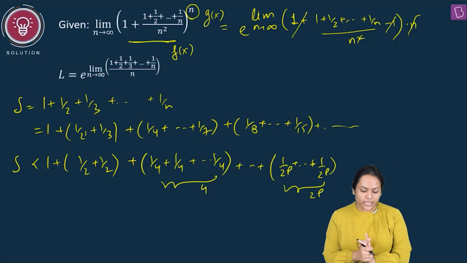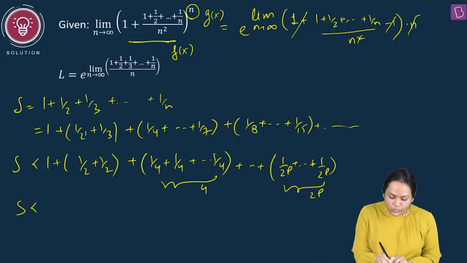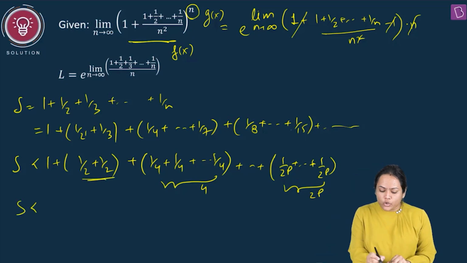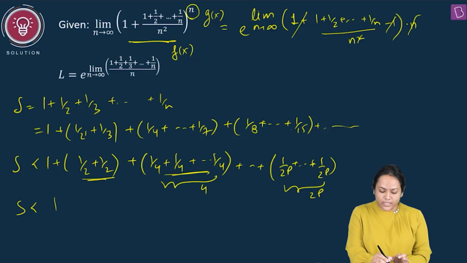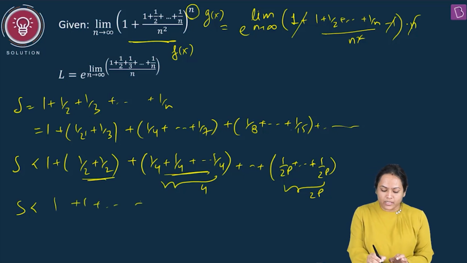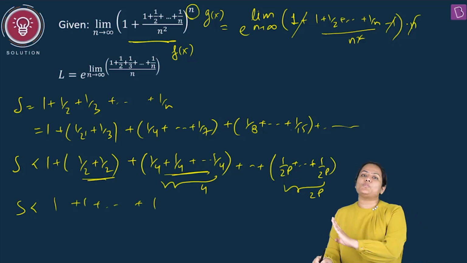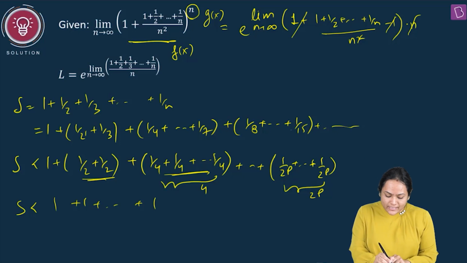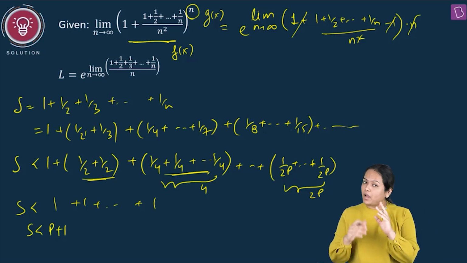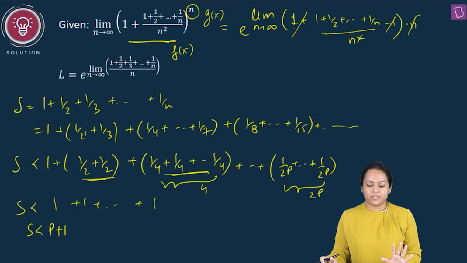Isn't it? Okay, so the entire S will become less than, my every group is becoming 1. My first is 1, my second is 1, my third is 1. So this one I have to add how many times? P plus 1 times, right? So I can say that my S will be definitely slightly less than P plus 1. Again, P is approaching towards infinity.